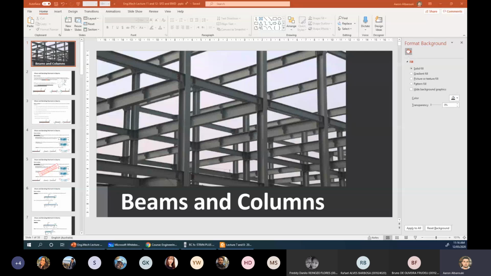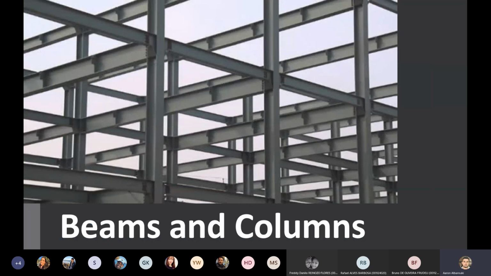Okay, so today's lecture we start learning the first steps into analyzing slightly different structure, which is beams and columns. Or today's lecture mainly will be focusing on beams. And step number one to analyze beams, we have to calculate the internal forces and actions in these beams.